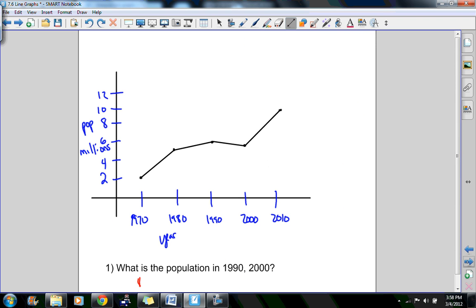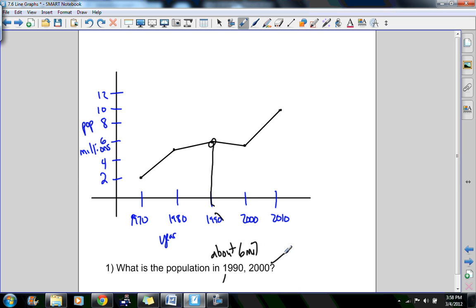So if we're given the line graph, now we might have to make estimations about data. When it asks us, what is the population in the year 1990? We look at our line graph and we find years down here on the bottom. We find 1990, which is right here, and we go up to our point, which is right there, and we say that is about 6 million.